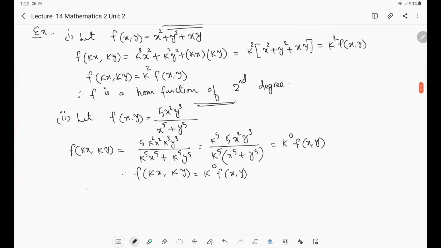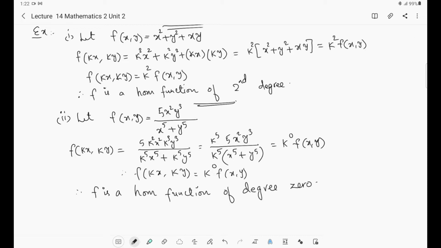Therefore what can we say? Therefore f of x comma y, or f, is a homogeneous function of degree 0, right? Homogeneous function of degree 0, right? So we have understood what is the meaning of homogeneous function.